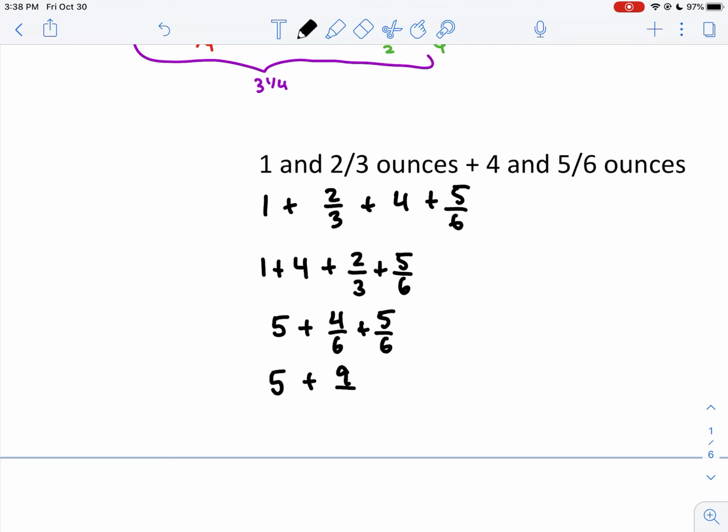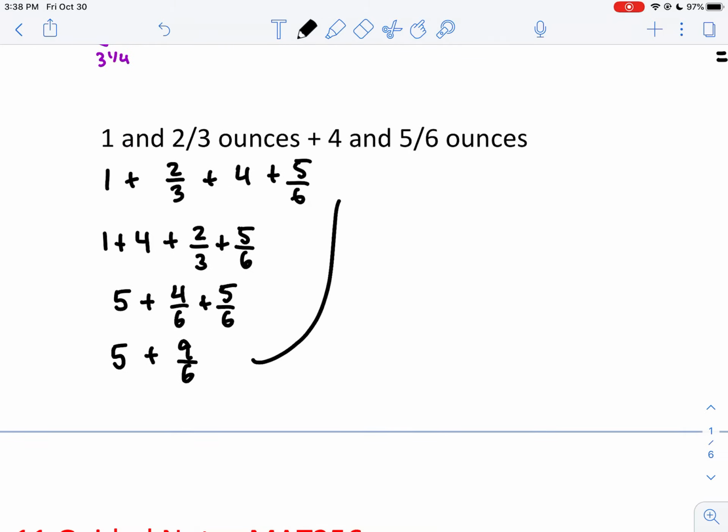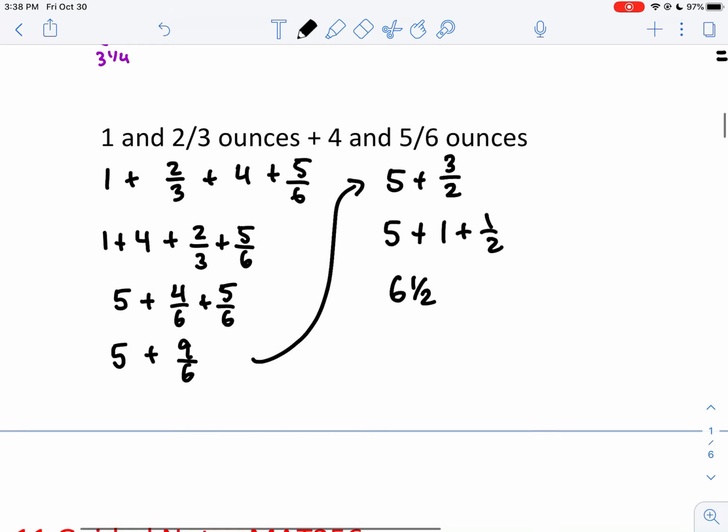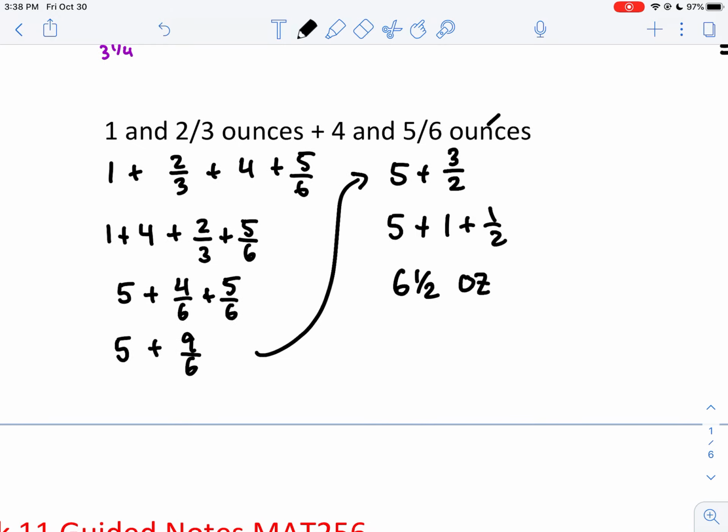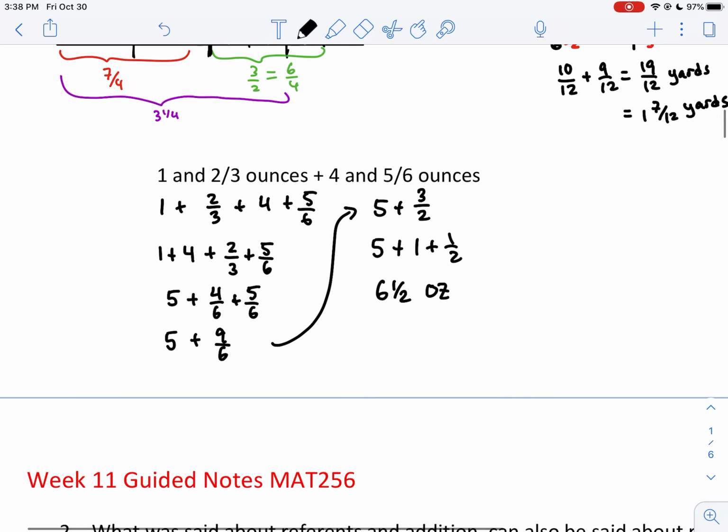So we have 5 and 9 sixths, but 9 sixths is not a proper fraction. You can also simplify that down to, let's bring this work up here. You can divide the top and bottom each by 3. So that's really just the same thing as just saying 3 halves. And 3 halves is 1 and a half. So you could break that apart as 1 and a half and then combine the two whole parts. And so we get 6 and a half as a final answer here. And this is ounces. And OZ is an abbreviation for ounces. All right, that's one approach to doing this.